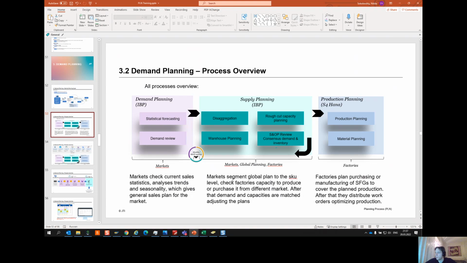So that's an overview. Well, I even didn't read those notes below. Let me check. Factory capacity, right, adjusting the plans.